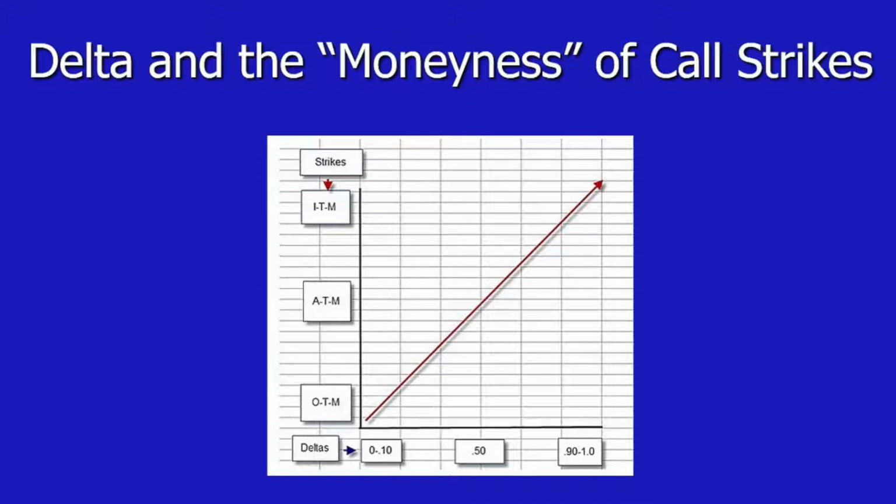Now at the money is in the middle, so that would be a 50 delta or in that neighborhood. And then in the money, you can see on the right side of the graph, goes high up, and the in the money strikes approach 1. If an option has a delta of 1, that means that the price action will simulate precisely the price action of the underlying security, be it a stock or an exchange traded fund. So in the money strikes range between 50 and 100, or 0.5 and 1.